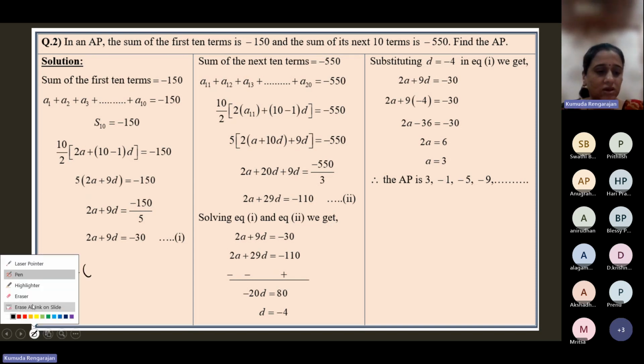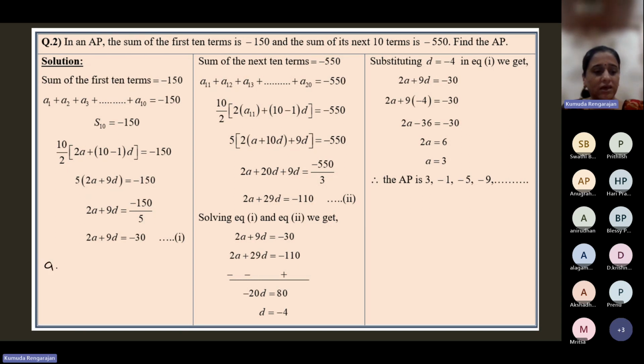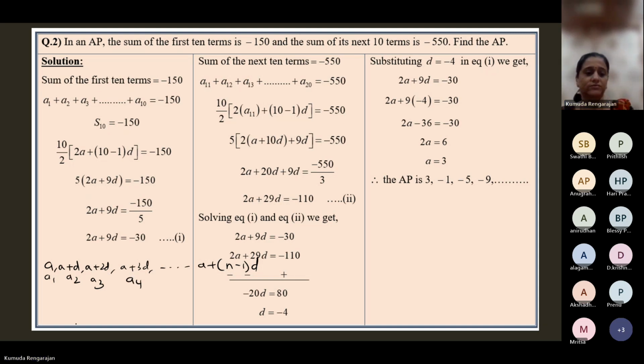Let me tell you this. What are the terms of the AP? A, A plus d, A plus 2d, A plus 3d, and so on. A plus n minus 1 into d. So A is A1. A plus d is A2, the second term. A plus 2d is the third term. A plus 3d is the fourth term, and so on.